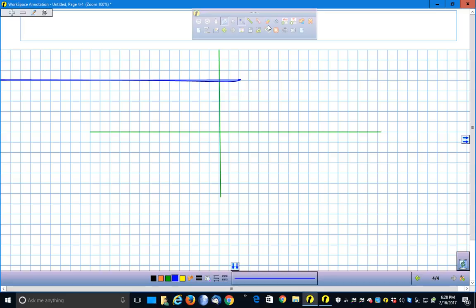Uh-oh, it's doing that weird thing. Let's go back. 2, 5. Don't do that, please. Come on. So this point right here is 2, 5, and I want the radius of my circle to be 4. Okay, so I'm going to grab my circle tool.